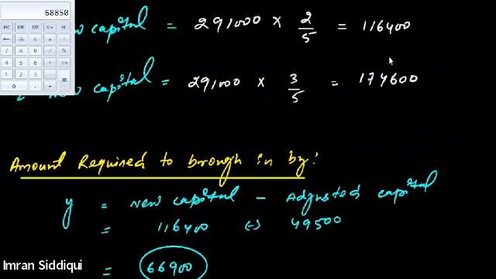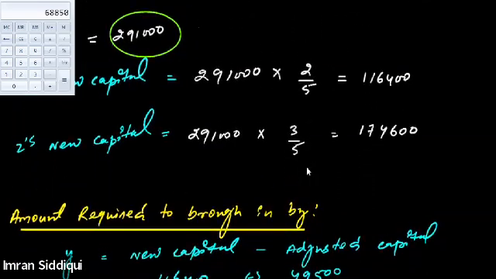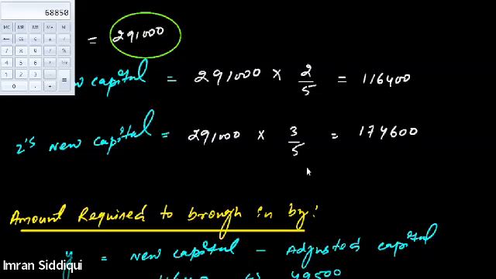Okay. Let me give you a quick recap explaining this all again. First of all, we need to determine the total adjusted capital of the firm, including the amount to be paid to the retiring partner. We have to pay the retiring partner 135,750, so we will add this amount and then calculate the total adjusted capital of the firm. In this case, as per our question, the adjusted capital including X, Y, and Z capital is 291,000. Since this is the total adjusted capital of the firm, the existing partners need to maintain their capital in the profit sharing ratio. That means the total adjusted capital needs to be distributed among the partners in their PSR.